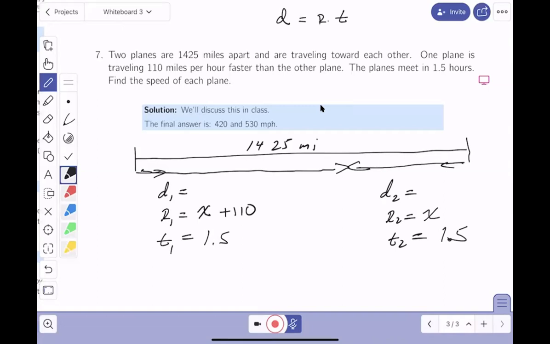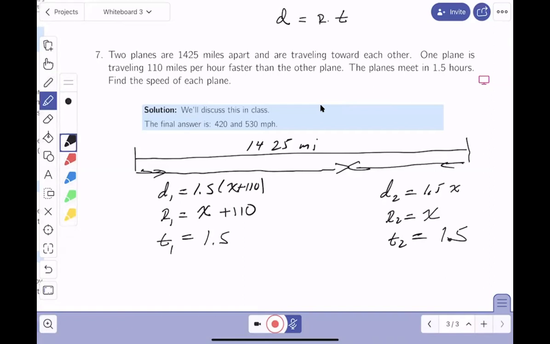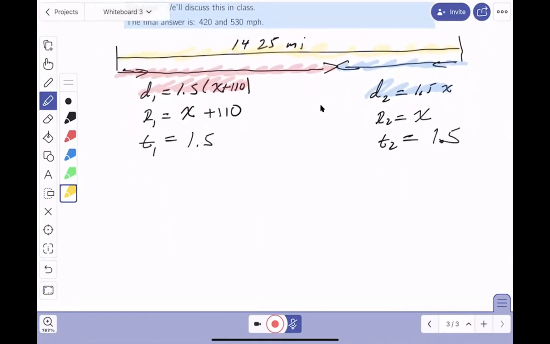And we're using this rate times time. So it's going to be 1.5 times (x plus 110). And this guy's going to be 1.5x. Now I'm going to just kind of shade in things here for you. And I want to point out, this is the distance. That's that distance there. And this is the distance of this guy over here. What do I know about the addition of those two distances? Would have to equal this thing over here. Let's write that down. So what do I know?